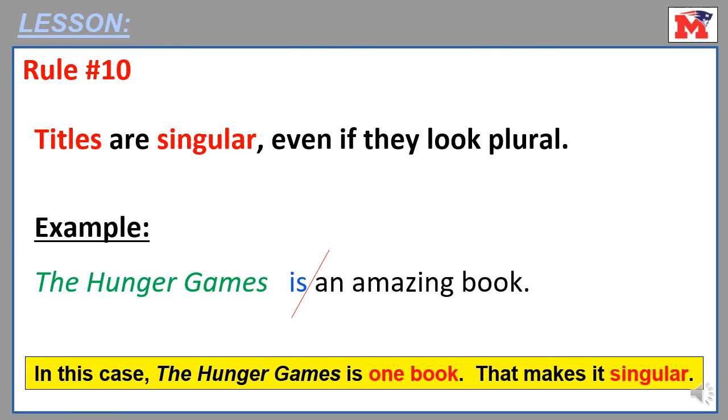Finally, rule number 10. It says titles are singular, even if they look plural. Here's an example with which we're all familiar. The Hunger Games is an amazing book. So in this case, we're not talking about a bunch of games. We're talking about the title of one book. The Hunger Games, the book, is an amazing book. So in this case, the Hunger Games is one book, and that makes it singular. So again, rule number 10 says titles are always singular, even if they appear to be plural.